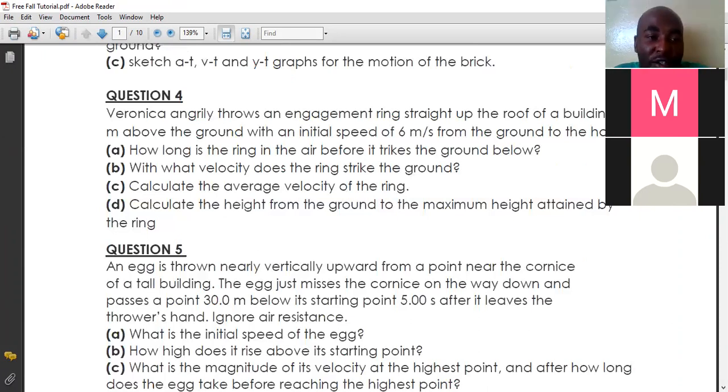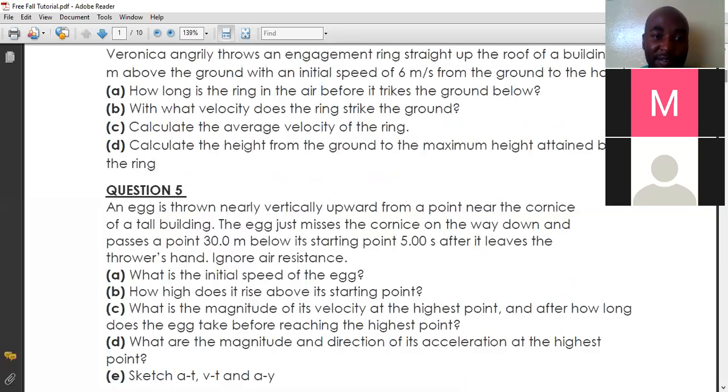Veronica angrily throws her engagement ring straight up from the roof of a building, 12 meters above the ground, with an initial speed of 6 meters per second. A, how long is the ring in the air before it strikes the ground below?